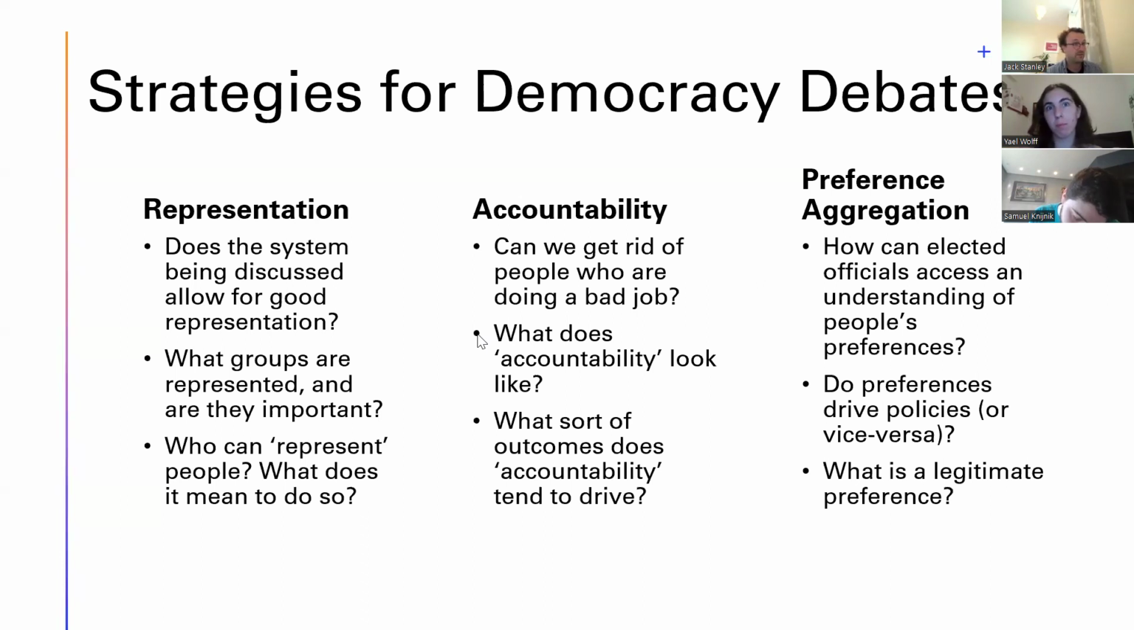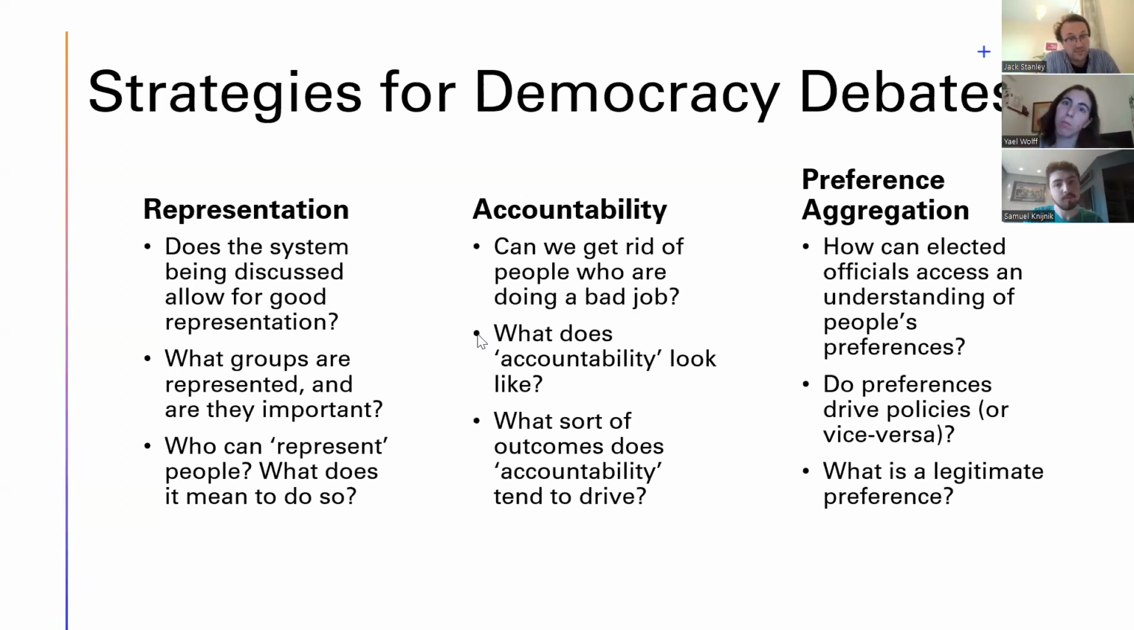My personal view, and if anyone's been in a debate with me recently, you've probably heard a lot about me talking about how people can access their preferences and why aggregation of these is really, really important, because I quite like crowbarring democracy things into any other debate. I think, firstly, it's always really important to think about how elected officials can access an understanding of people's preferences.